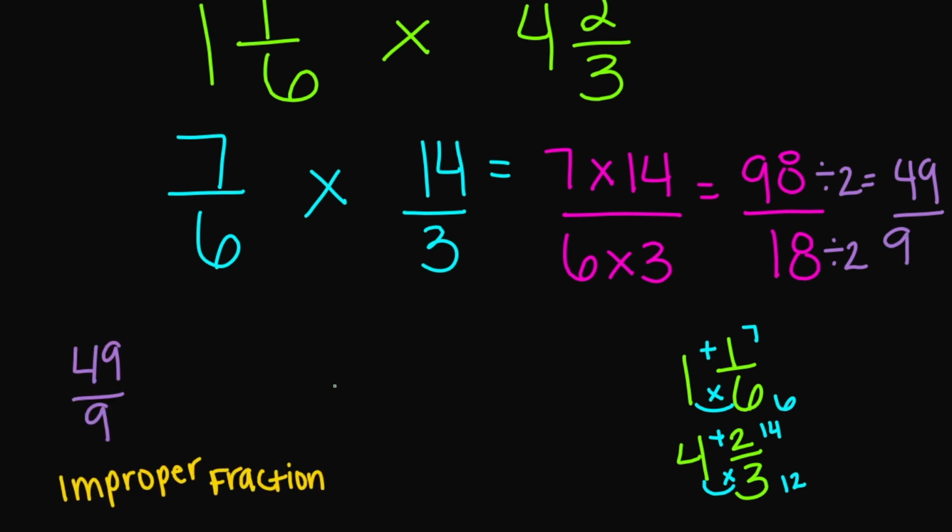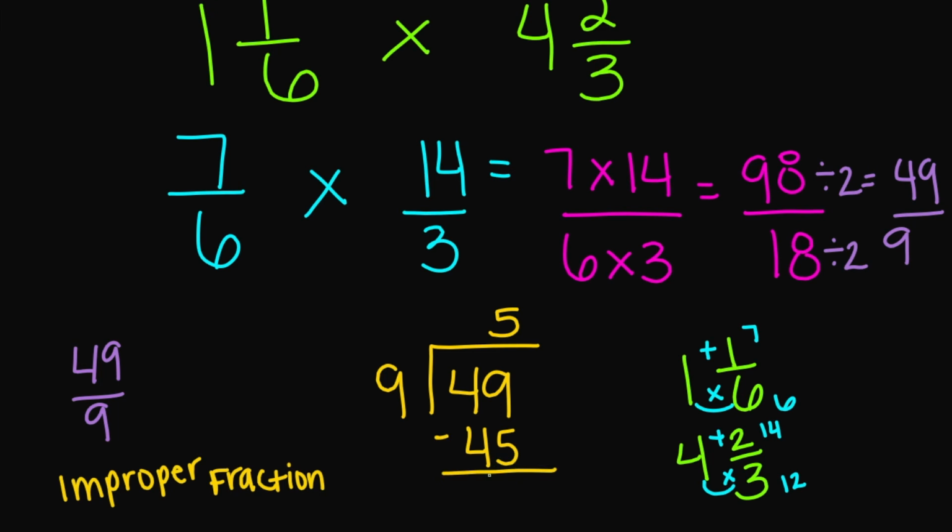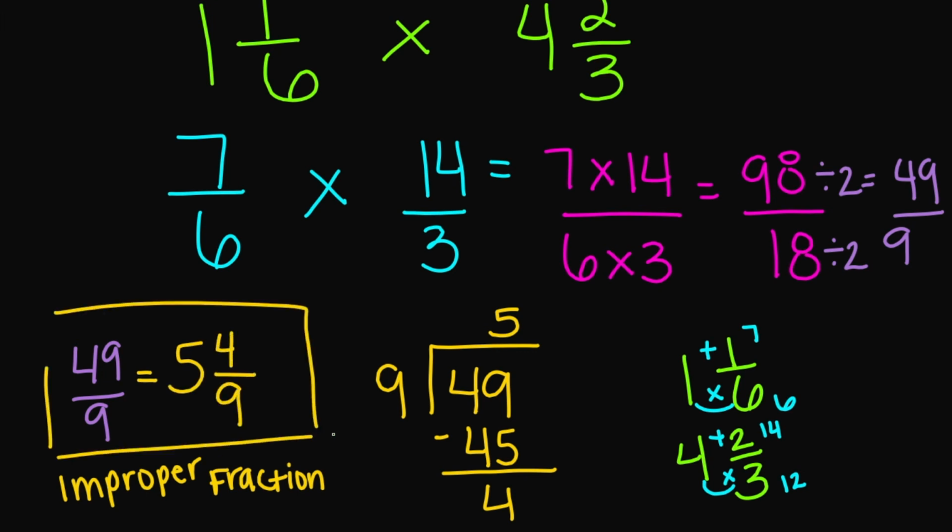Since 49 over 9 is an example of an improper fraction, we're going to go ahead and turn this back into a mixed number. 9 goes into 49 5 times. 9 times 5 is 45. 49 minus 45 is going to equal 4. So as a mixed number, we have 5 and 4/9. And this is your final answer.